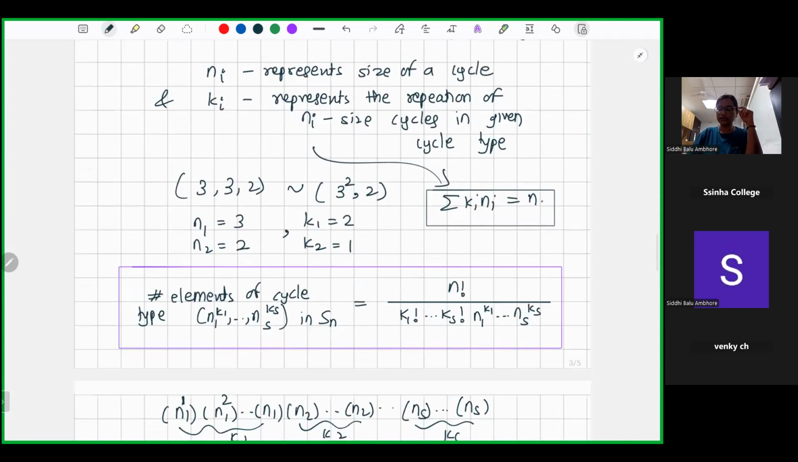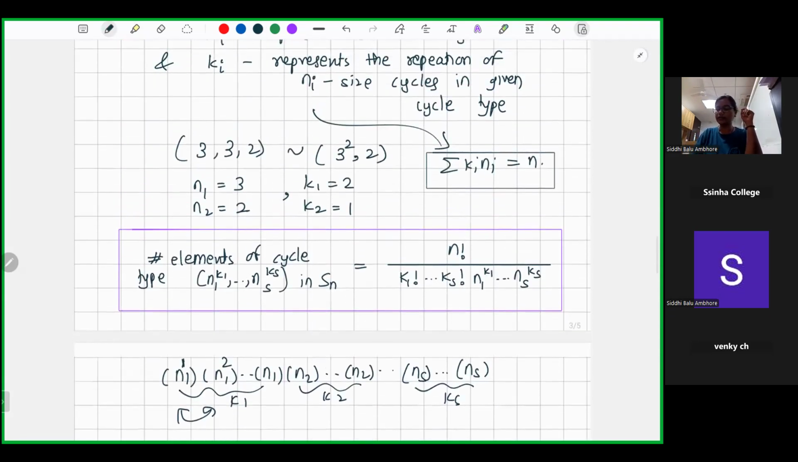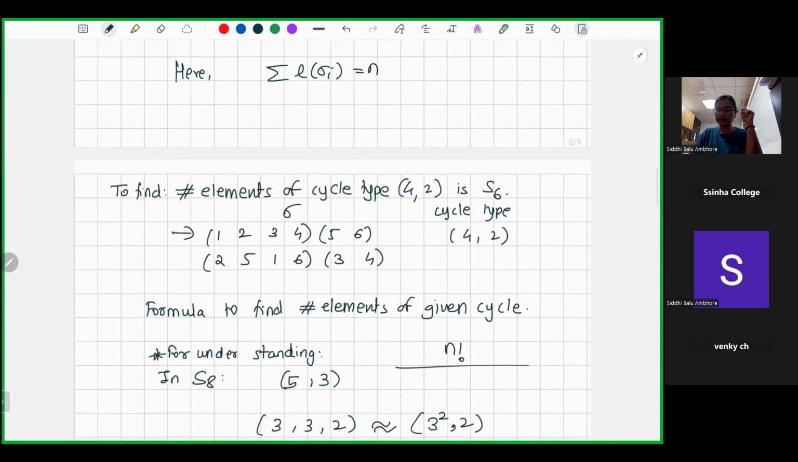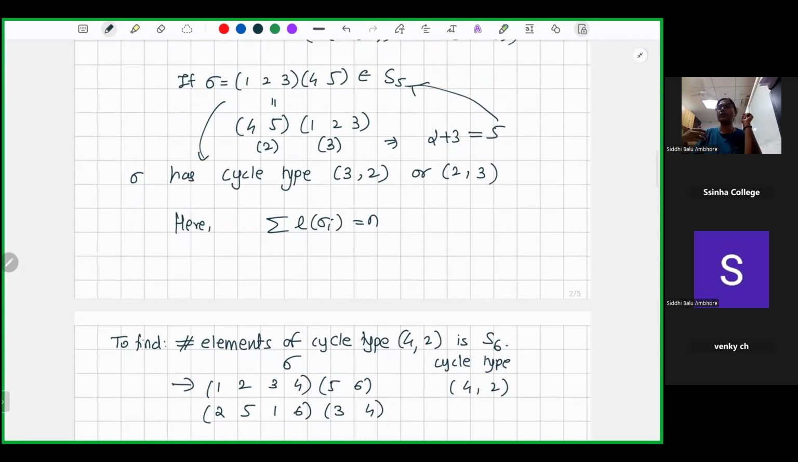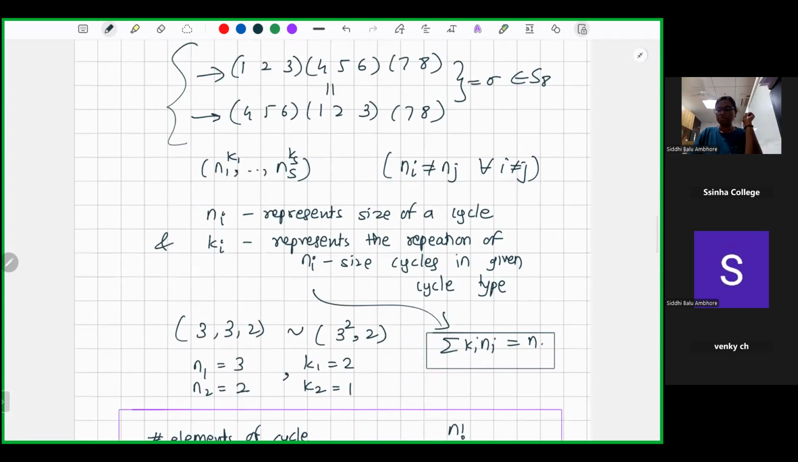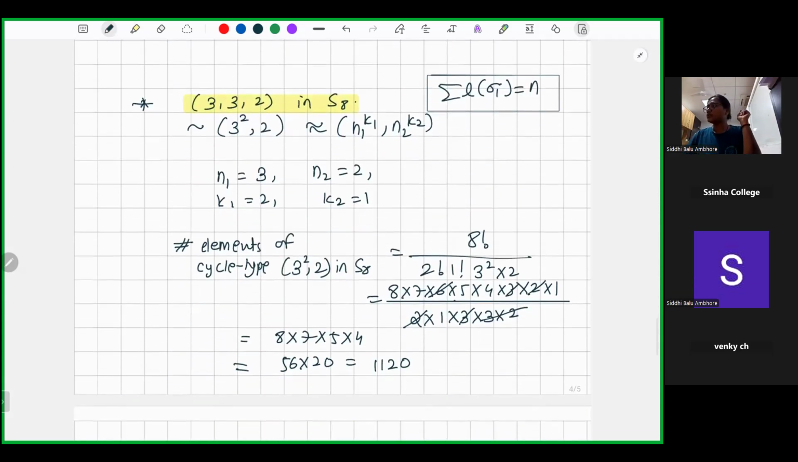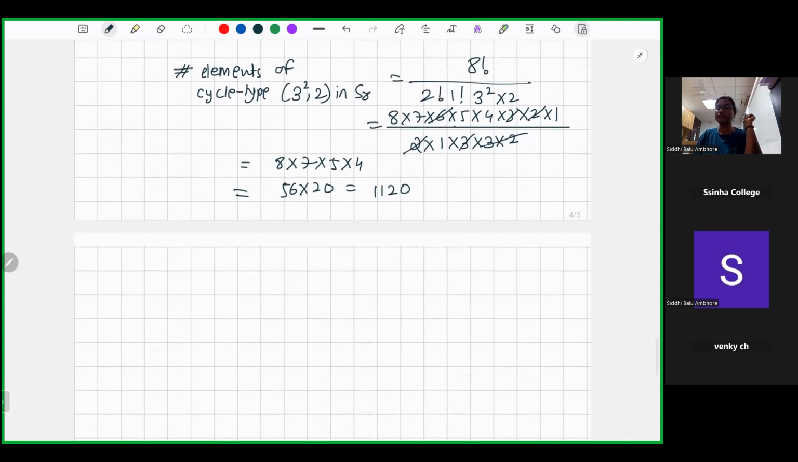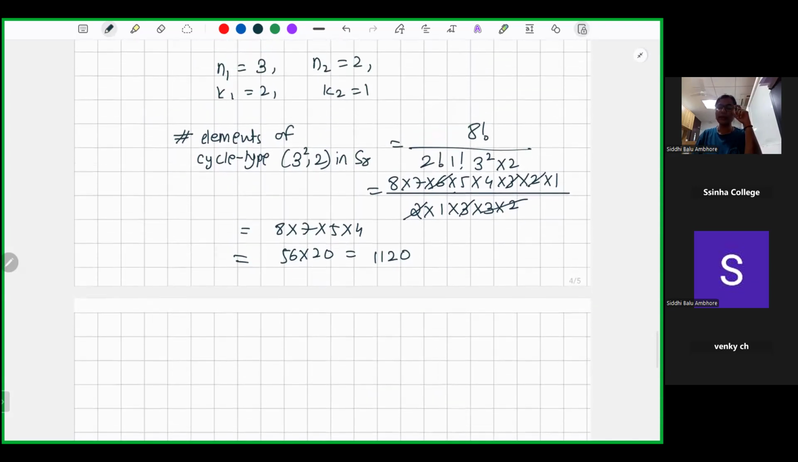But note how these Ni's and Ki's are obtained, by first representing the sigma in this form. You can also be asked differently, so let us go to the next question. In general, if you are appearing for the exam, another way of asking a similar kind of question is that they might give you a cycle, which you then will have to work with. The question might be like this.